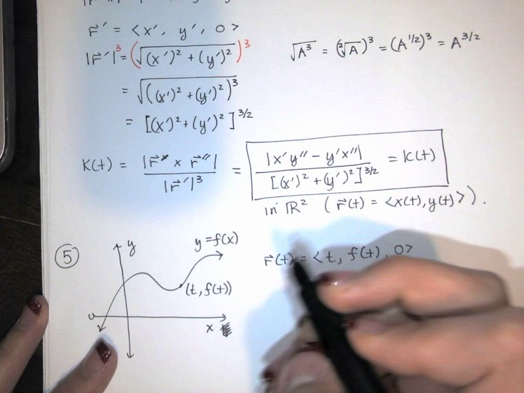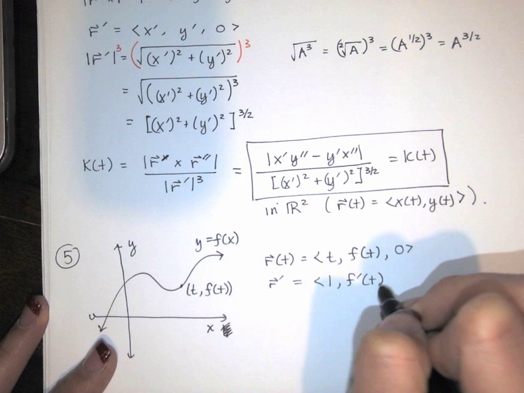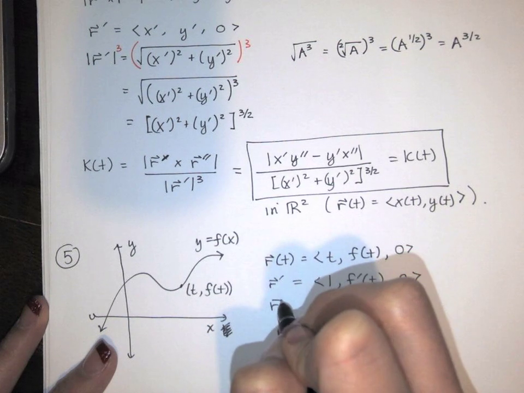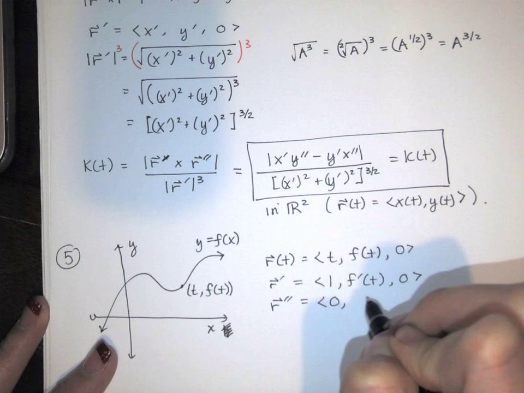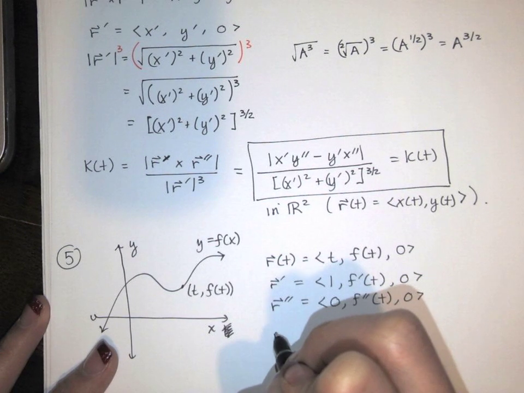So let's do that. We'll compute r prime and r double prime. And we need to compute the cross product now.